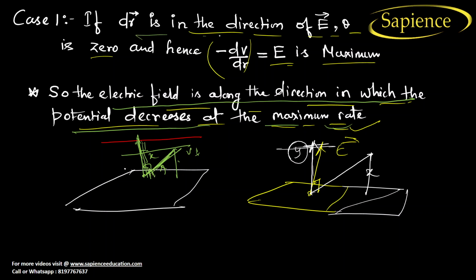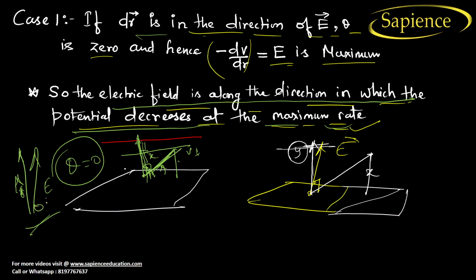So if dr is, sorry, not 90 degree, it is 0 degree. Why 0 degree? See here, the electric field direction and the displacement direction, that is the r vector, both have theta equal to 0. So when theta is equal to 0, it means that there is a maximum electric field. So I hope you have understood this concept.